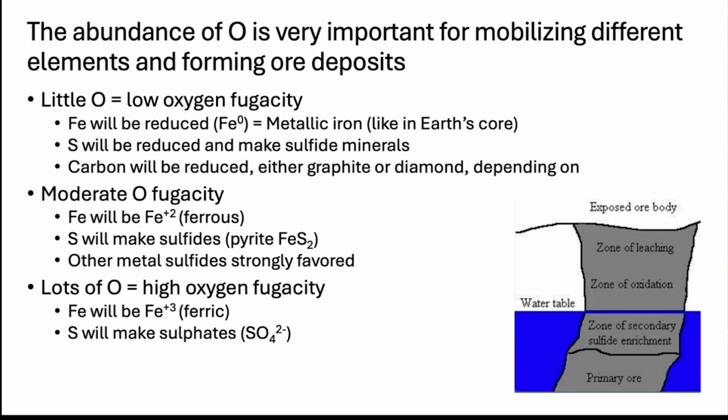If we go to a high oxygen fugacity, the iron is going to be oxidized to ferric, iron +3. The sulfur will make sulfates, SO4, right? You're going to have a completely different iron and sulfur chemistry. And at moderate oxygen fugacity, the iron will be ferrous, Fe+2. The sulfur will tend to be sulfides, etc. So the way that ores appear on the Earth's surface really are influenced by this interaction in what we could call the critical zone, but is actually the zone of exploration from our point of view.